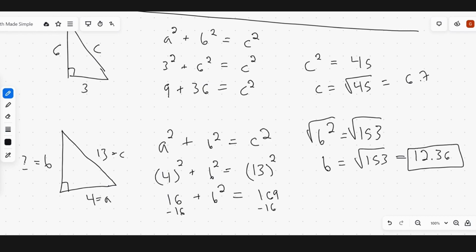And this can be used for any right triangle. As long as you know two of the side lengths, you can use the Pythagorean theorem to get the third side length. The two side lengths next to this right angle are called legs, and the side opposite the right angle is called the hypotenuse.